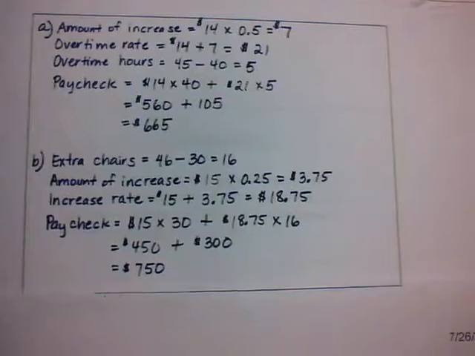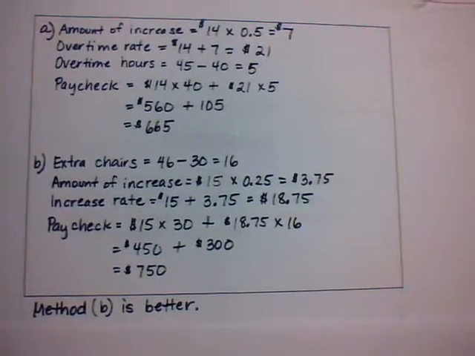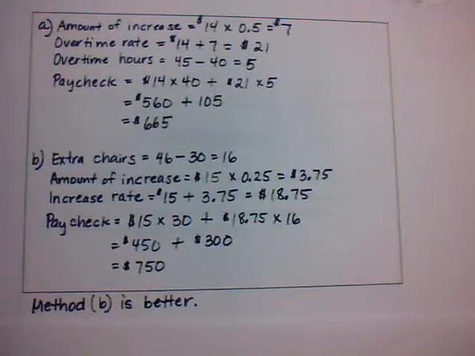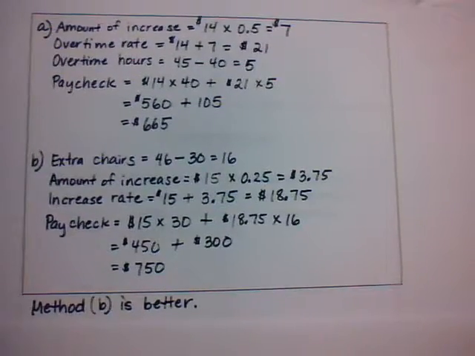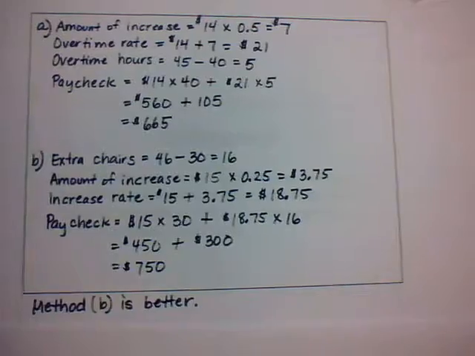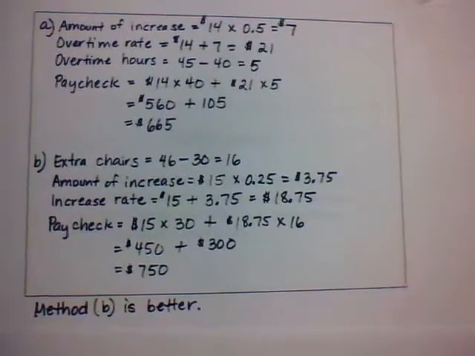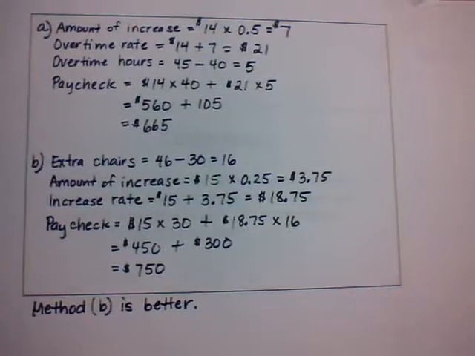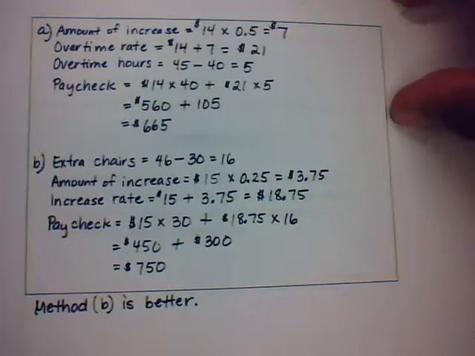Now, if you want to compare those two, you'll see that method B is better because he's getting a 25% increase for each extra chair that he makes over 30.